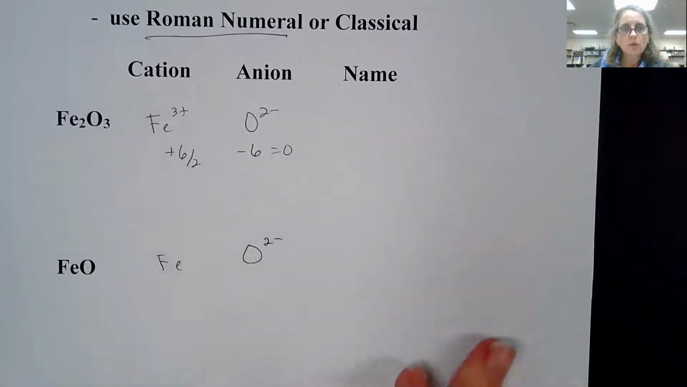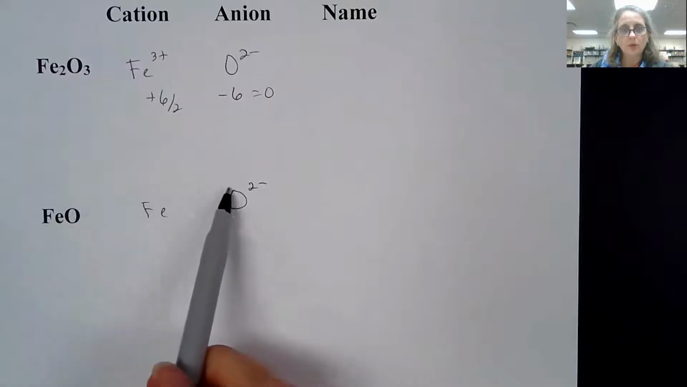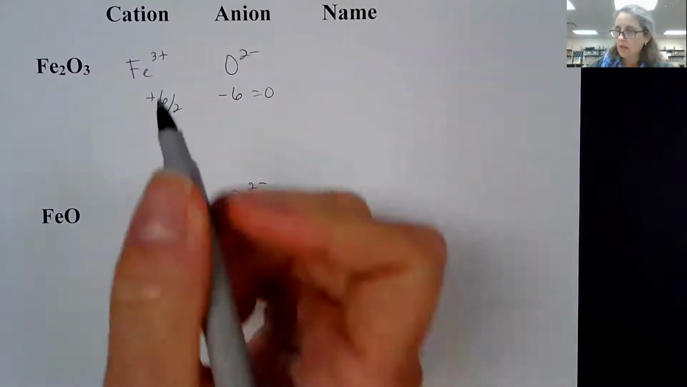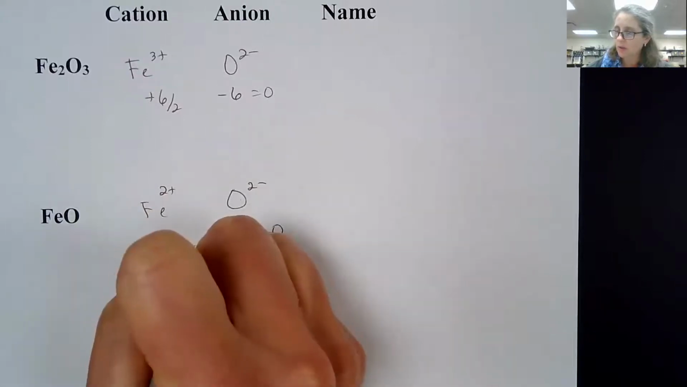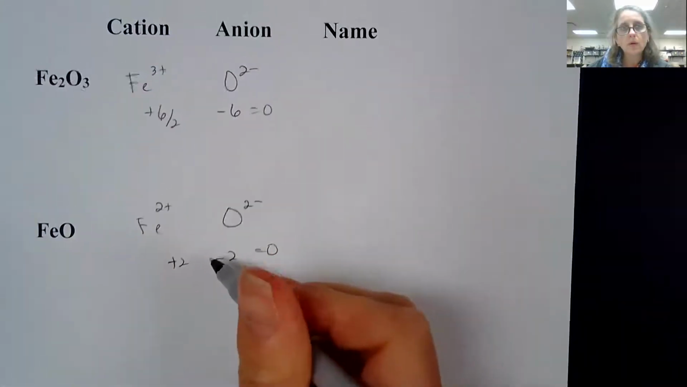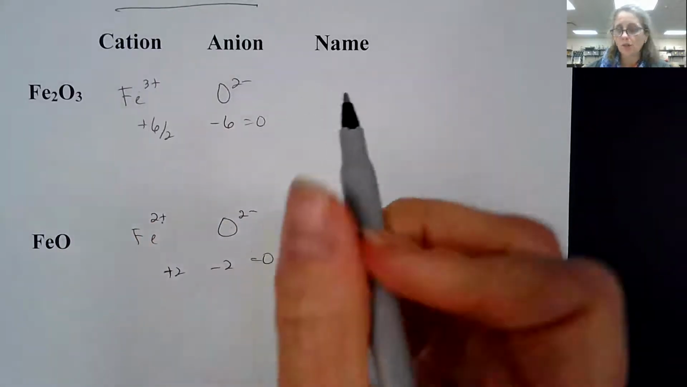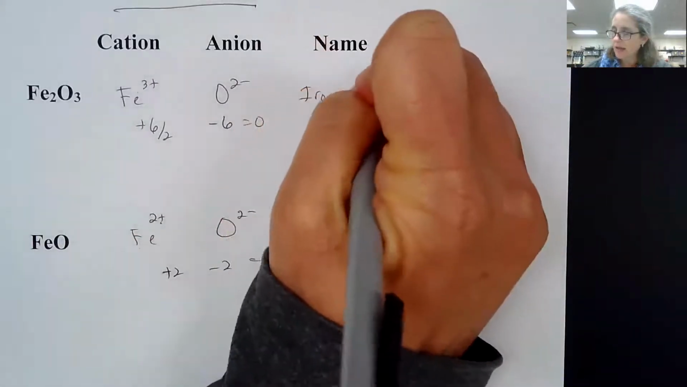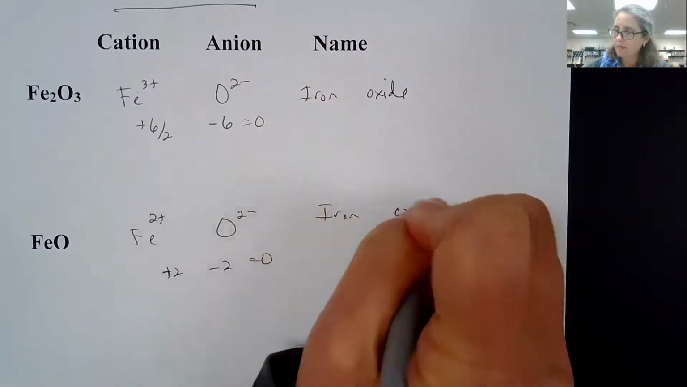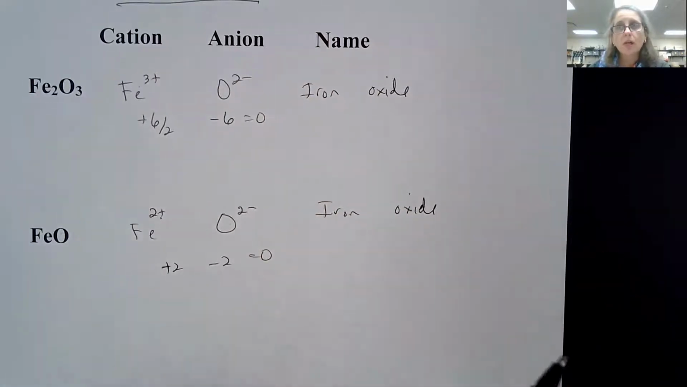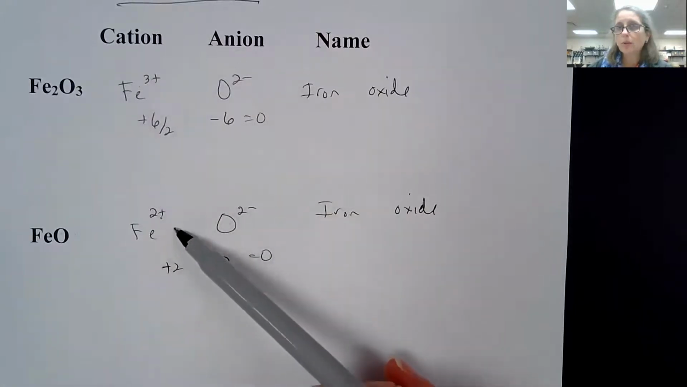Or you could deduce from down here, FeO. This is a one-to-one relationship, so for every oxygen, I have one iron. So iron must be +2 because -2 and +2 must equal 0. So this one is iron with a +3. This is iron with a +2. When we name them, we can't call it iron oxide, because both of them could be called iron oxide, since they both have iron and they both have oxygen.